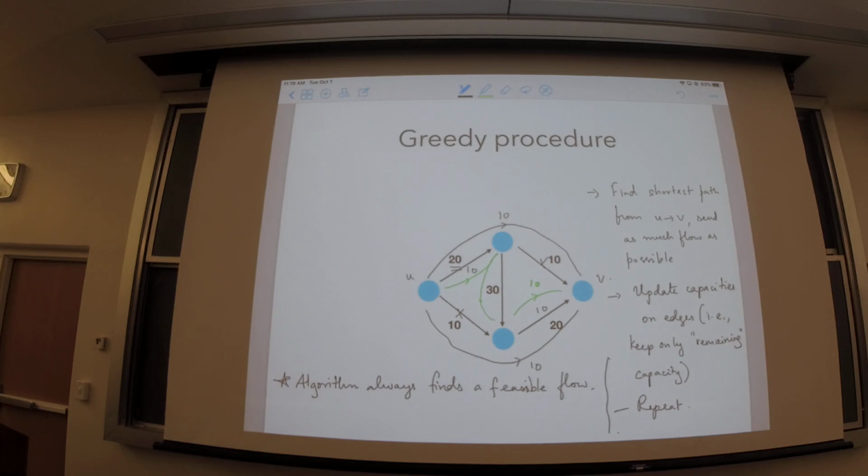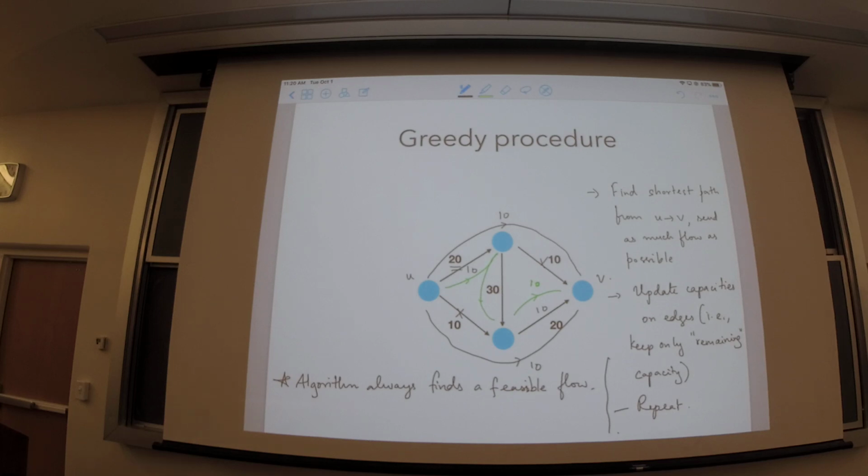Now the question is, is this optimal? What do you guys think? You always find the shortest path and try to send as much flow as possible. Would you reach the optimum? I don't see why you have to find the shortest path. Does that matter? If you just find any path?